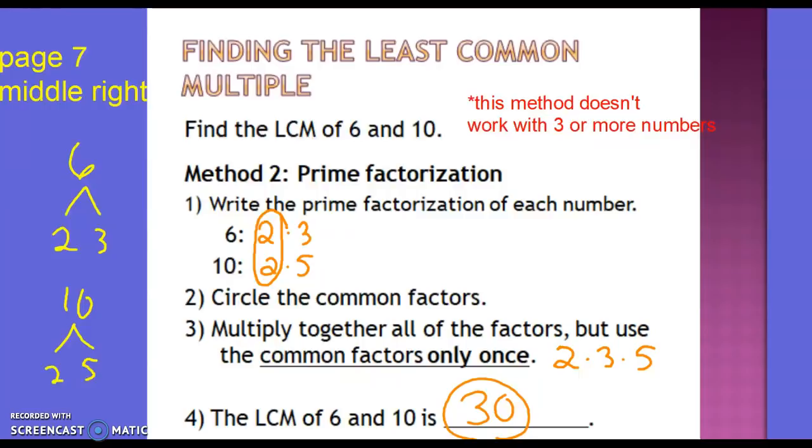Whichever method you like, you can use. So this is the second way. Again, with prime factorization, you circle what they have in common, you write that number down once, and then you write down every other number that's left that you didn't circle, and you multiply them together to get the least common multiple. So that's method number 2.